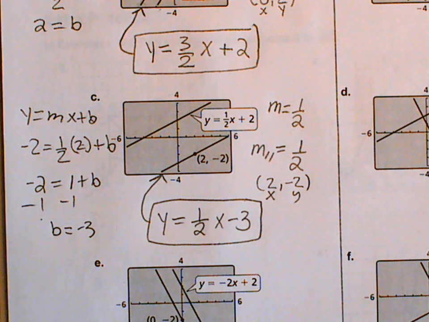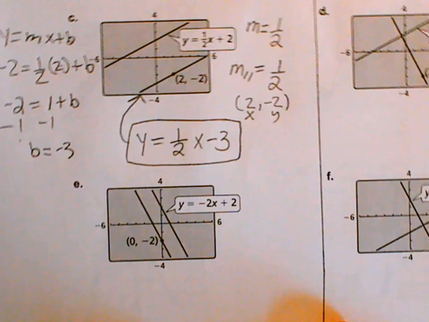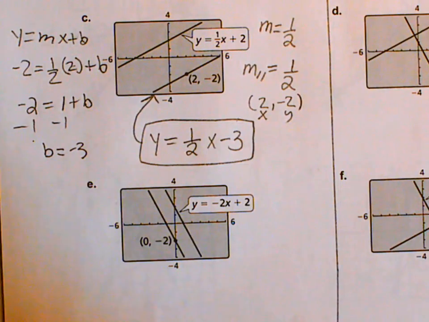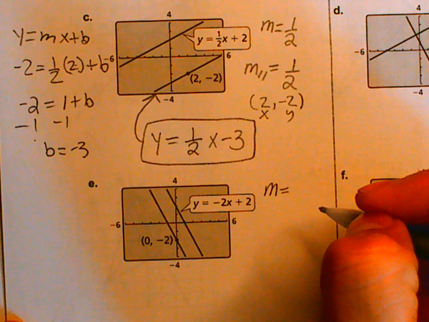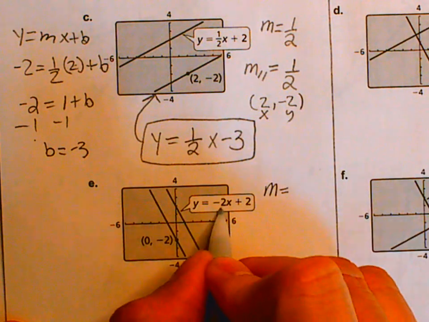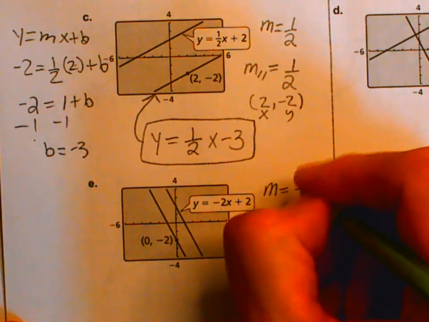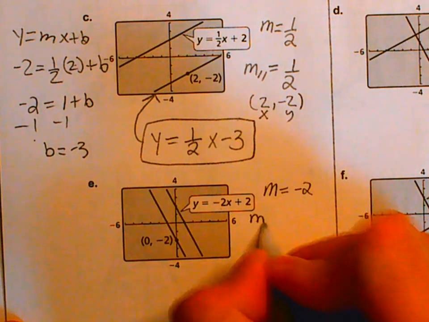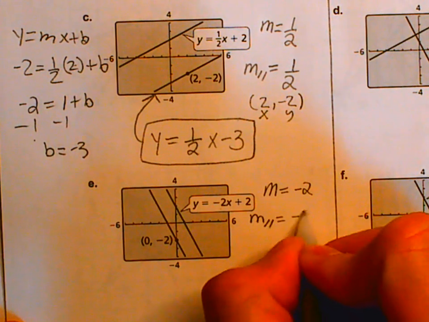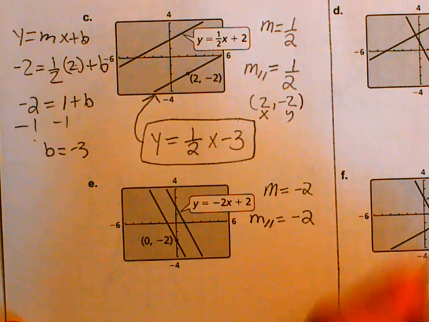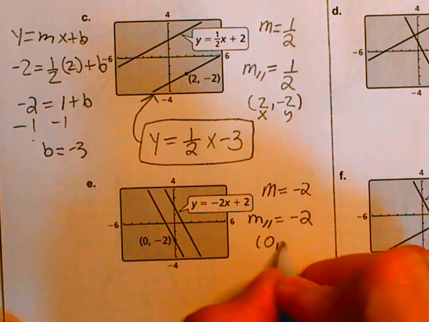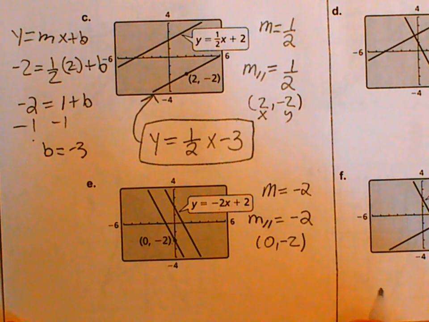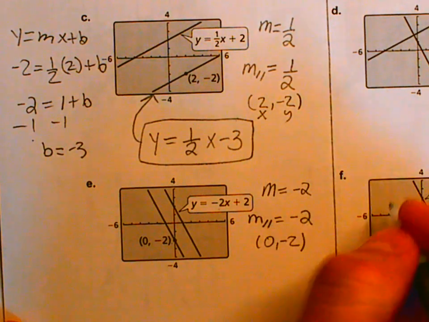Let's take a look at E now. Okay, for E, the slope of the original line happens to be -2. So the slope of the line parallel to that one has to be also -2. And it has to go through this point, (0, -2), which is going to be my x and y.